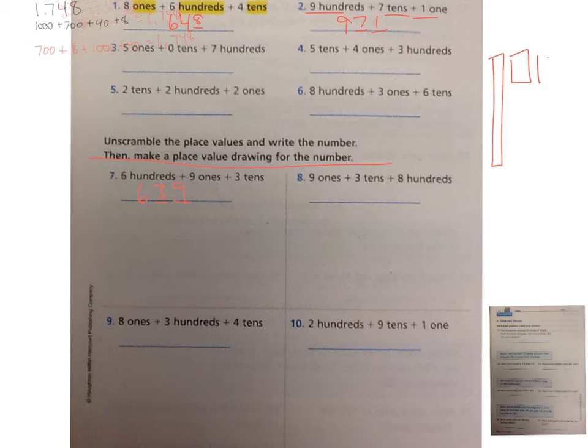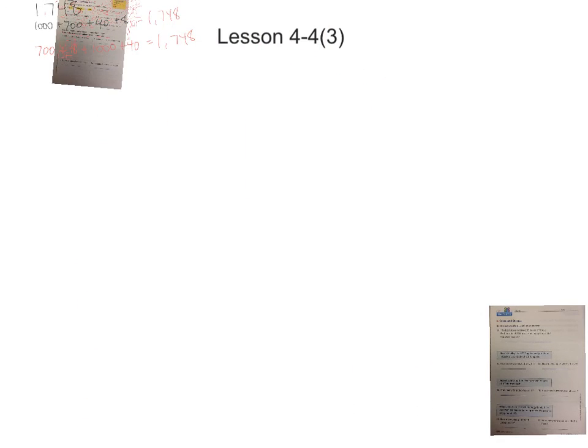So 639. For 30, 1, 2, 3, 4, 5, 6, 7, 8, 9. Okay, that's what you'll do on the next 3. Don't do that yet. I want you to turn to the next page.